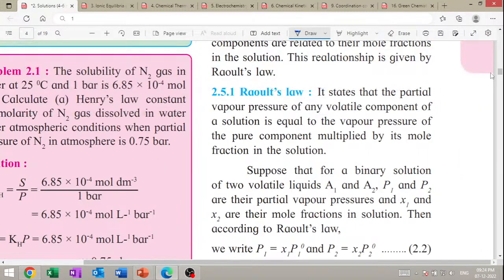This is Raoult's law, and Raoult's law for volatile component. This is for volatile solute, volatile component. And for volatile component, this is Raoult's law.